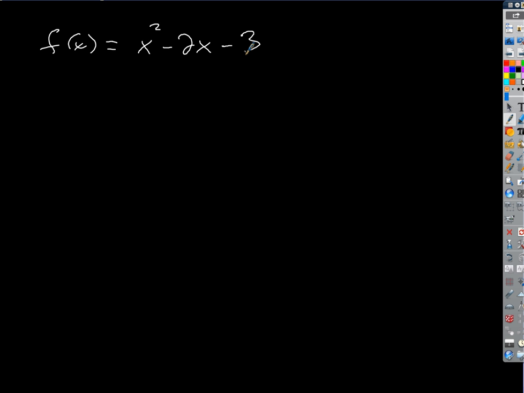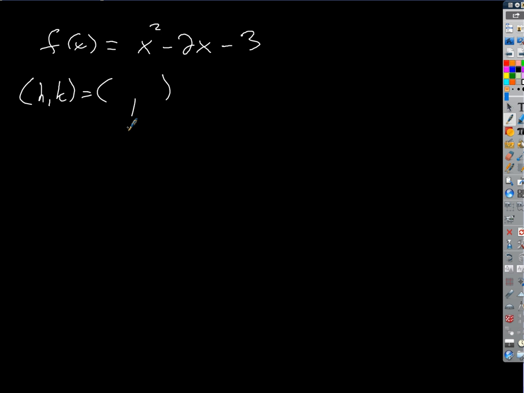There's a lot of stuff we could do. We could find the vertex, right? How would we find the vertex? The vertex is going to be (h, k), right? So we got to find out. We got to be able to fill in those blanks, right?